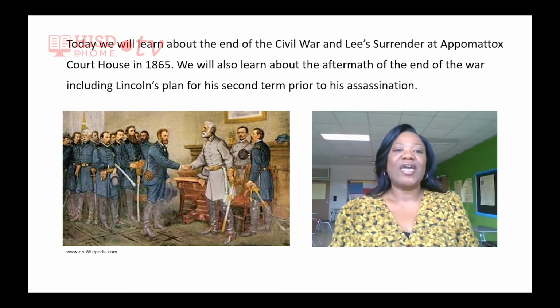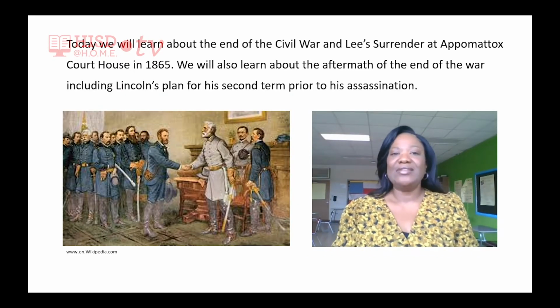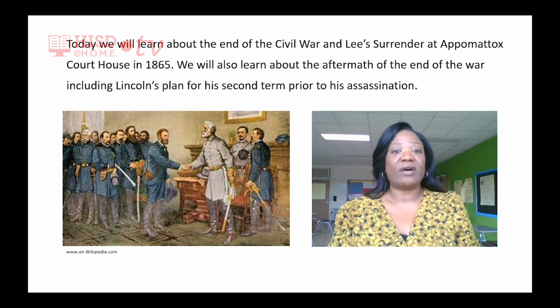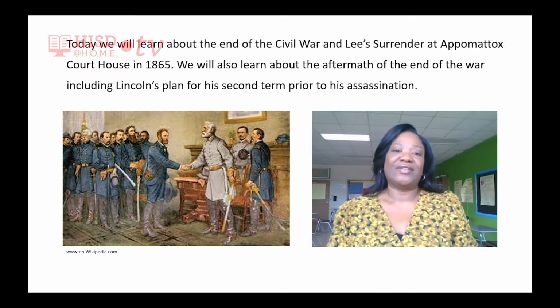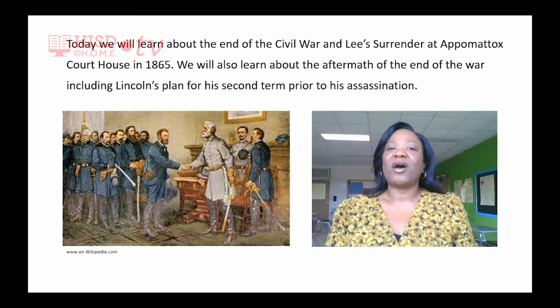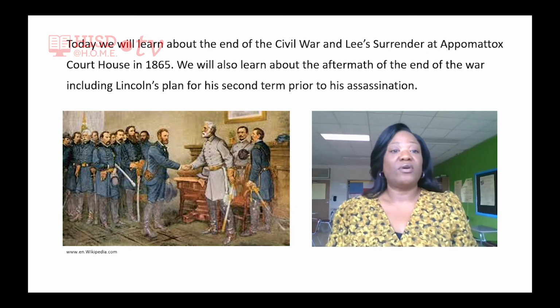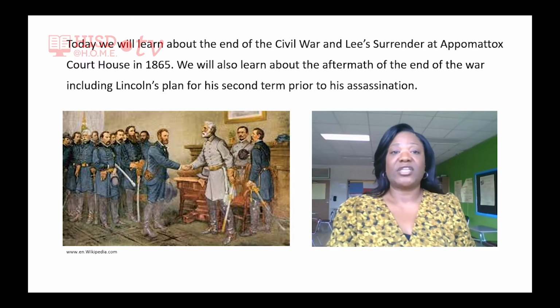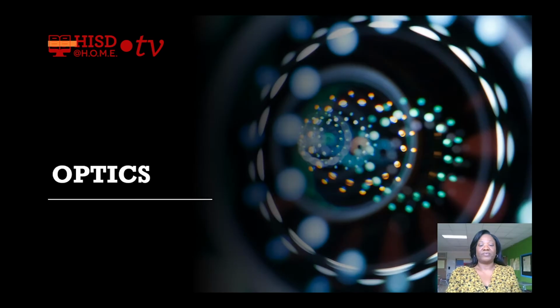Well, today we're going to learn about the end of the Civil War and Lee's surrender at Appomattox Courthouse in 1865. We will also learn about the aftermath of the end of the war, including Lincoln's plan for his second term prior to his assassination. So let's get into some visuals here.